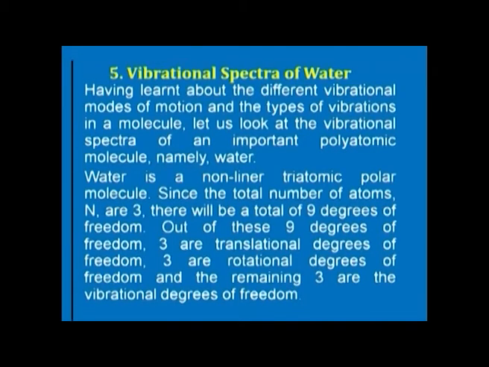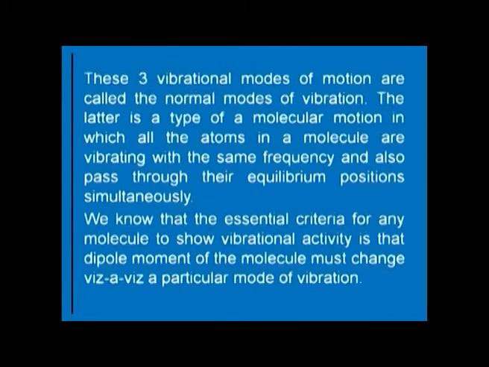Since the total number of atoms N is 3, there will be a total of 9 degrees of freedom. Out of these 9 degrees of freedom, 3 are translational, 3 are rotational, and the remaining 3 are the vibrational degrees of freedom. The 3 vibrational modes of motion are called the normal modes of vibration. The latter is a type of molecular motion in which all the atoms in a molecule vibrate with the same frequency and also pass through their equilibrium positions simultaneously.